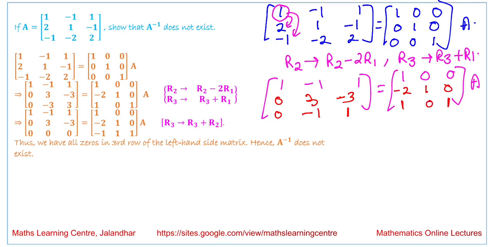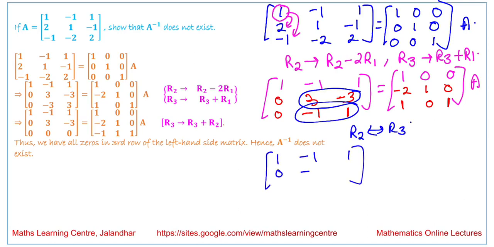Next, with the help of this 3, or before doing this, we can look over here that the elements over here are in the form 3 and minus 3, this is minus 1 and 1. Suppose we interchange the rows, we are interchanging row 2 and row 3 first. So we obtain 1 minus 1 1, 0 minus 1 1, 0 3 minus 3, that is equal to 1 0 0, and it is not minus 2 over here because we have interchanged the rows. So the answer we get is 1 0 1, minus 2 1 0 into A.